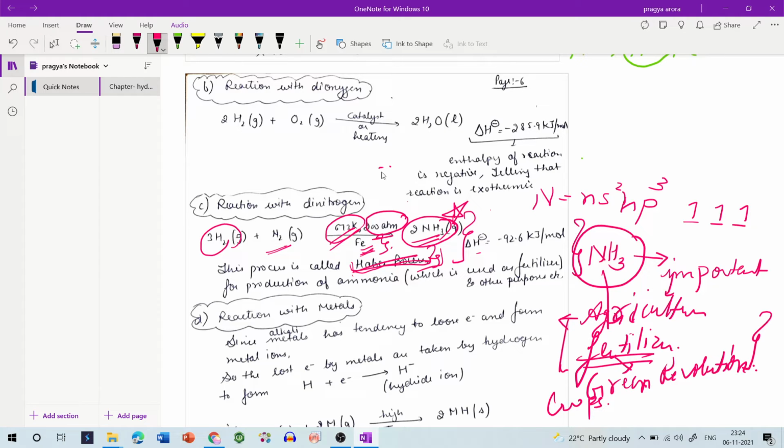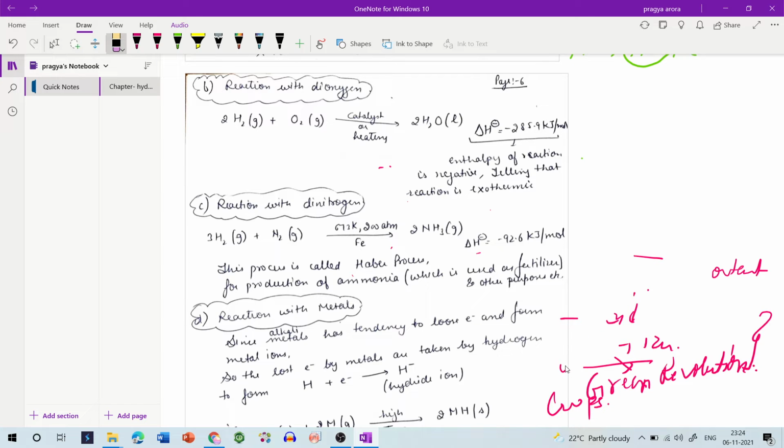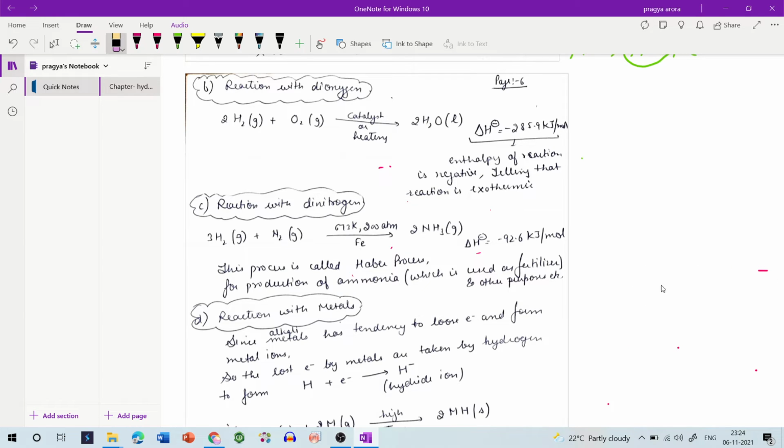Okay, now talking about the reaction with metals. Till now we have discussed how hydrogen reacts with halogens. Halogens have one unpaired electron, so hydrogen can either lose its one electron to form an ionic bond with halogen, or it can share to form a covalent one. Now talking about how hydrogen reacts with metals. We have discussed reaction with dioxygen, nitrogen and halogens. Talking about metals, we know that metals are electropositive in nature.